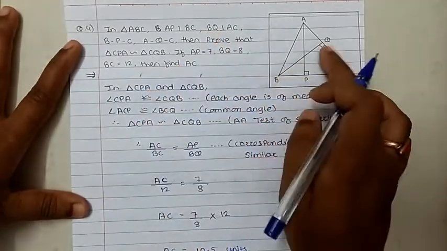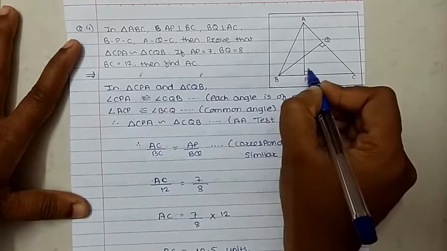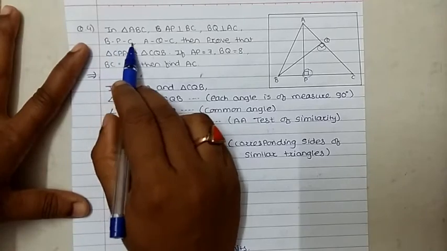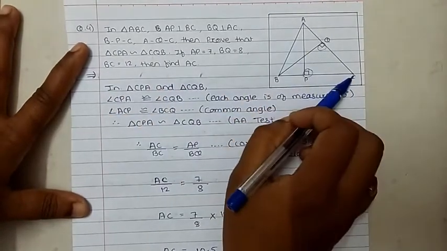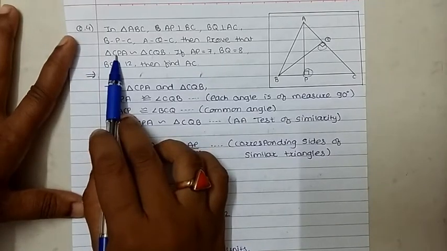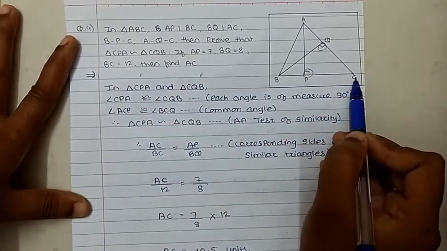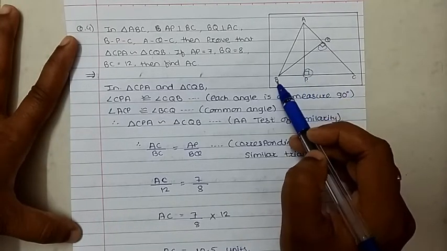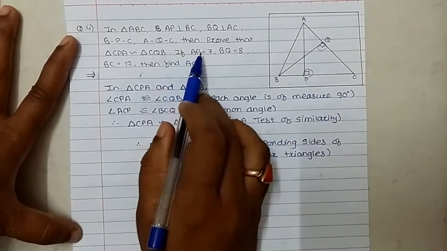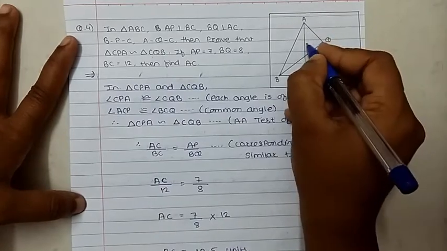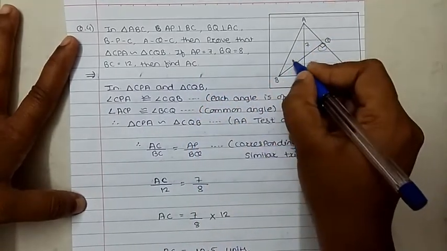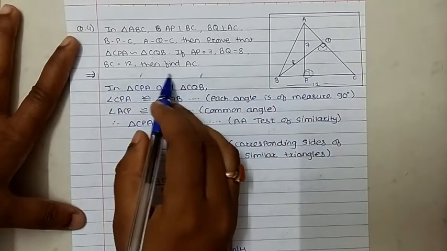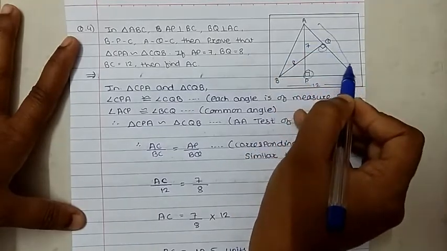Then BQ is perpendicular to AC. That means it forms a 90 degree angle here, like BPC and AQC. Then prove that triangle CAP and triangle CQB are similar triangles. If AP is equal to 7, BQ is equal to 8, and the full BC is equal to 12, then what is the value of AC? We have to find out this value.